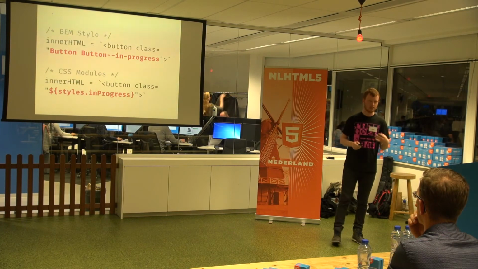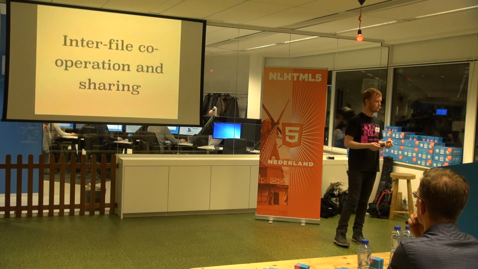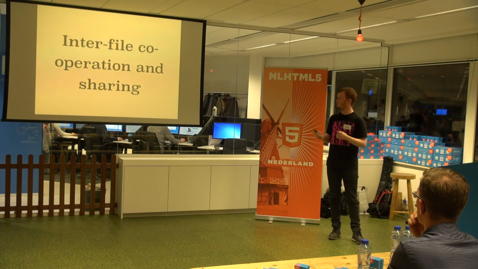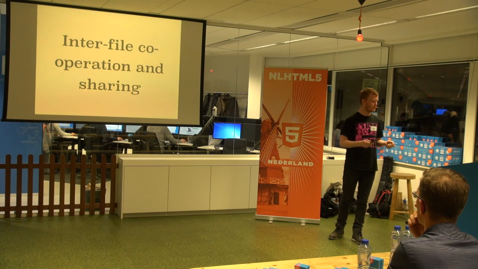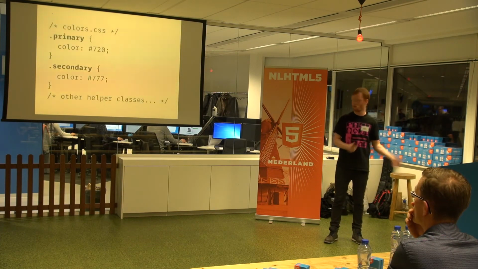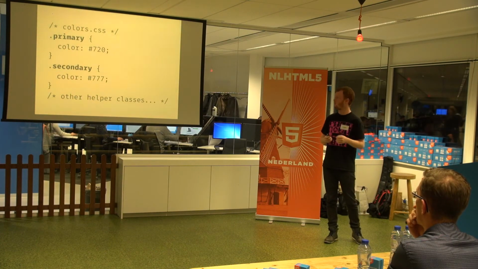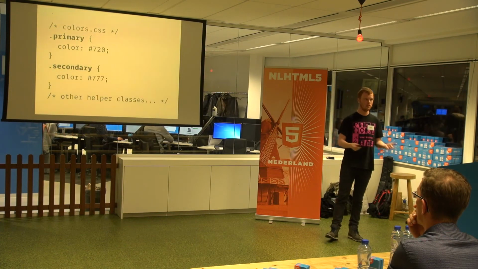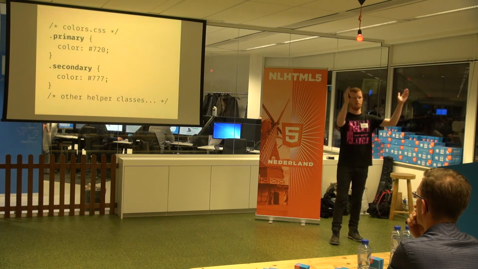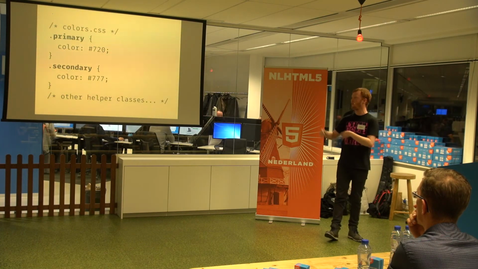But this composition is actually more powerful than that. It doesn't just compose from a different class within the same file. You can actually do inter-file cooperation and sharing across CSS components. So let's say you had a shared directory of styles that you wanted available everywhere. You wanted primary and secondary. You've maybe seen it with the brand colors, or some SASS file that just has the big thing where color primary is your main color, color secondary is the accent color, etc., etc.